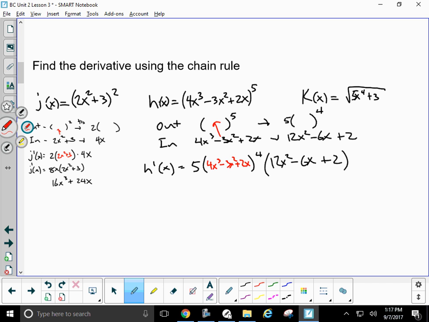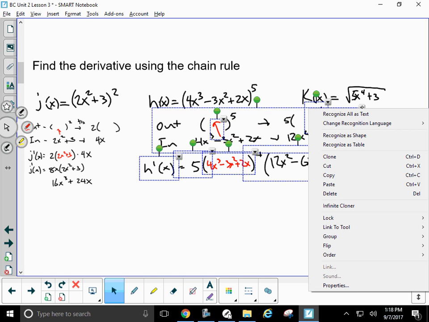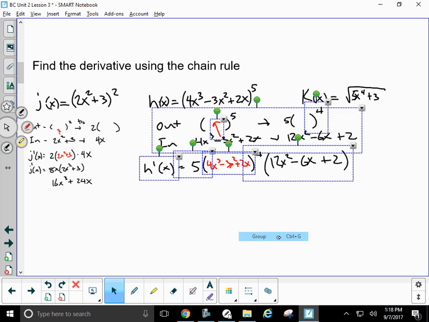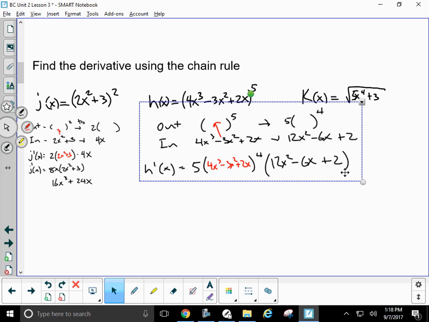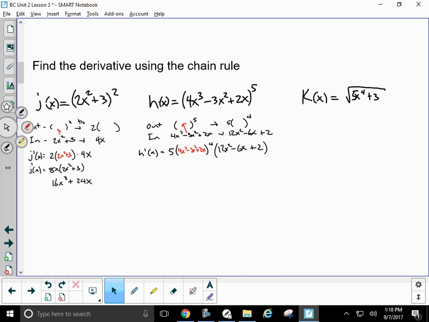Okay, I should get 5 times 4x cubed minus 3x squared plus 2x to the fourth times 12x squared minus 6x plus 2. Okay, let's do k. It's pretty cool that this crazy complicated function, its derivative is actually simple to find. Its tangent slope generator is not super difficult to get to. And if you plug in values into this, you're going to get tangent slopes of that, instantaneous rates of change of that. Okay, try with k.